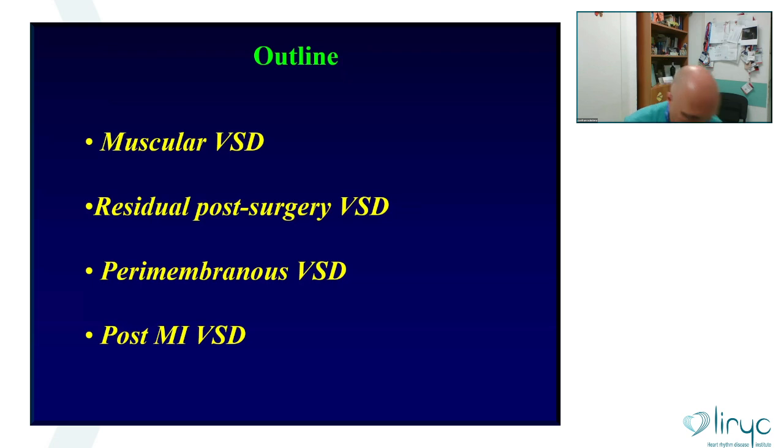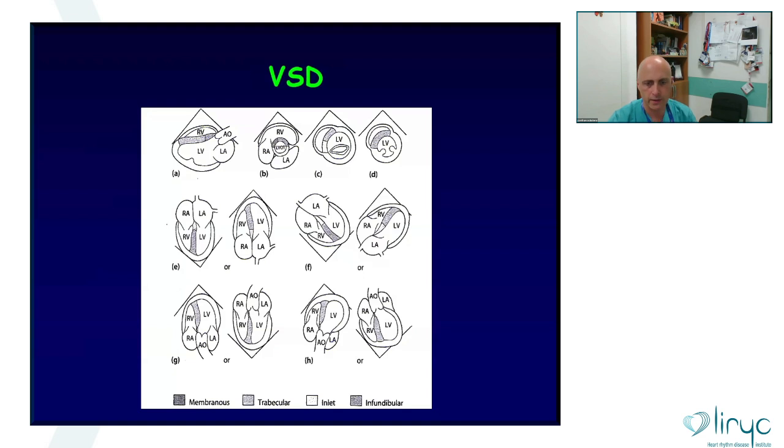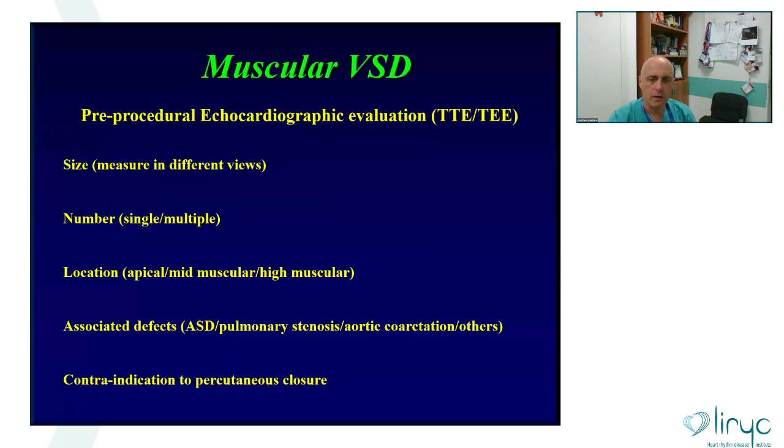I reached your presentation a little bit late, but just a kind of outline of the presentation. We will be having a chat around muscular VSDs, residual post VSDs, perimembranous and post myocardial infarction. This is the diagram of the position of the VSDs within the interventricular septum, and it is possible to check under echo guidance where these VSDs are located.